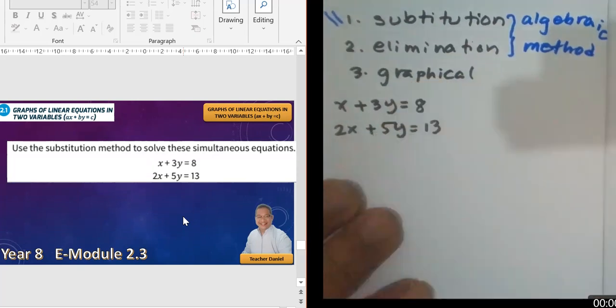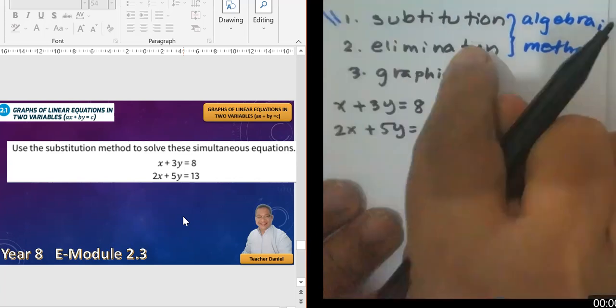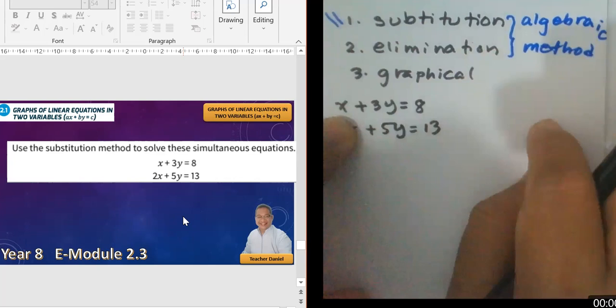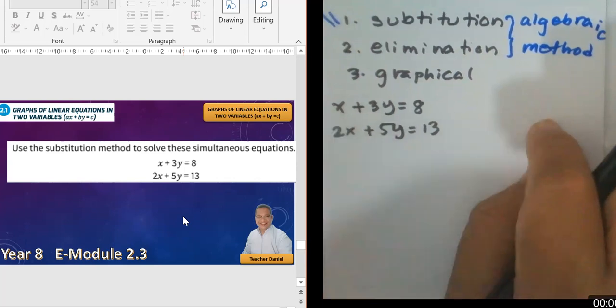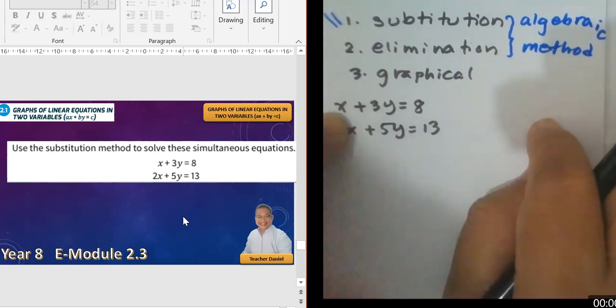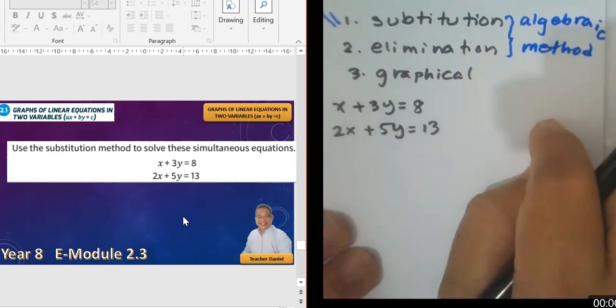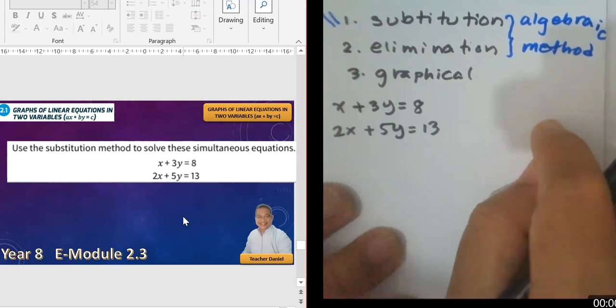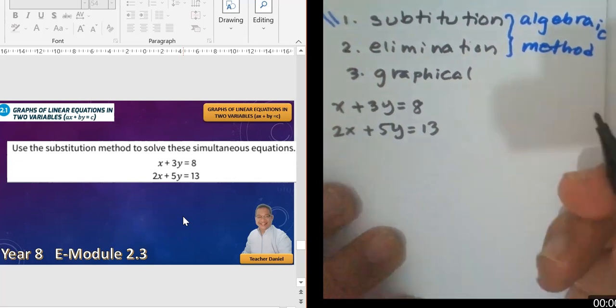But the best way to check is if you can already see a variable x without any coefficient. Look at that, 3, 5, 2, but here you see only x, then it's better to use substitution. But actually it depends on you. Every kid sometimes has different preferences. So in this case, I'm going to use substitution.